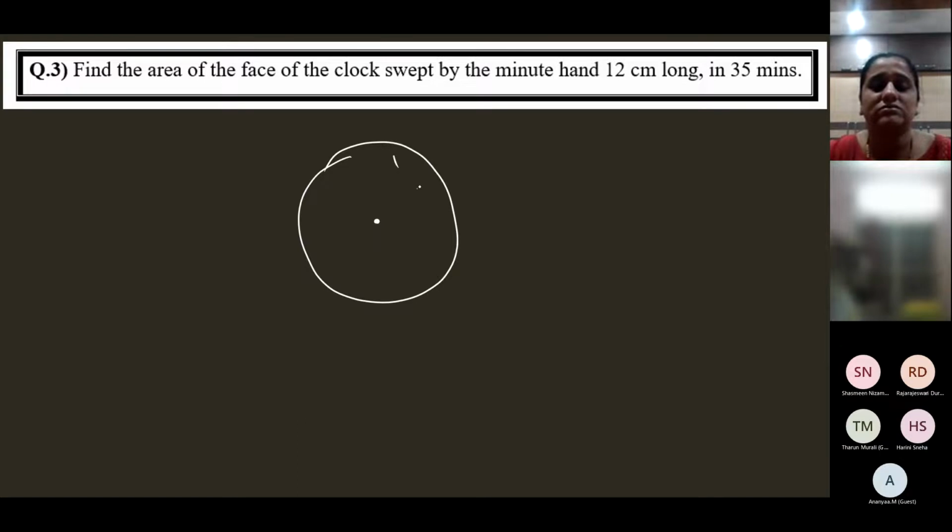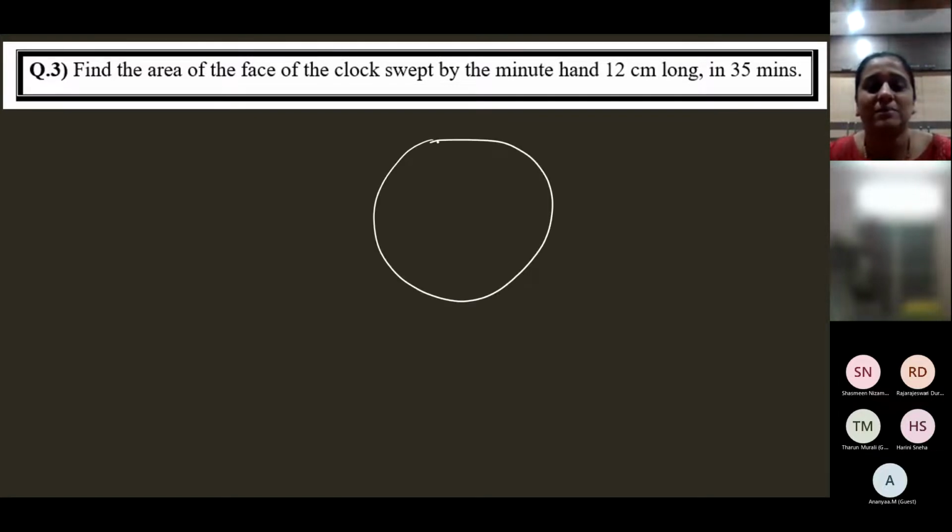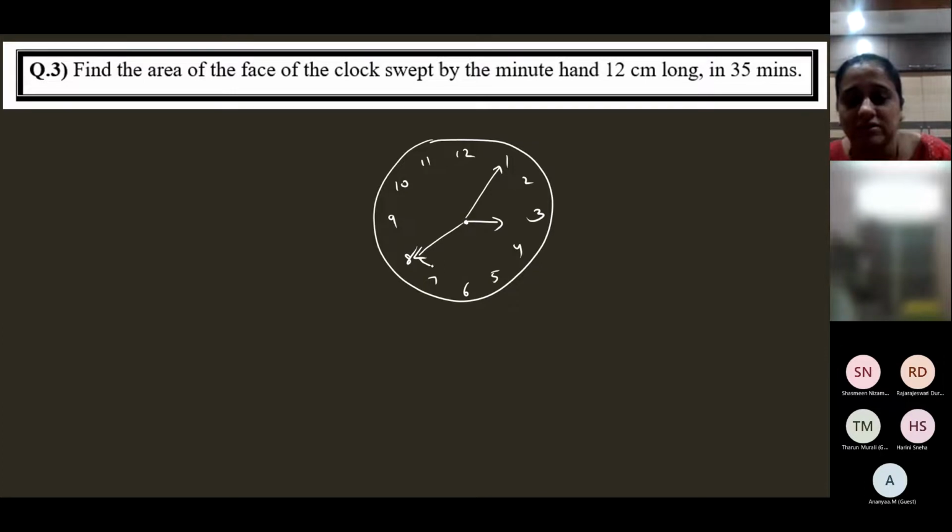Let me show the hour hand also. One minute. Okay, so say the time is 3:05. Now 35 minutes past 3:05 will be 3:40. So here, like this, 3:40. So this is the sector, ignoring the hour hand. This is the sector traced by the minute hand, 12 centimeters long, in 35 minutes.